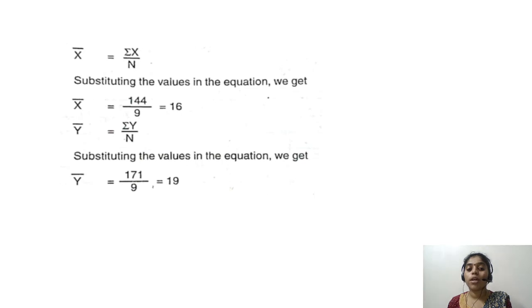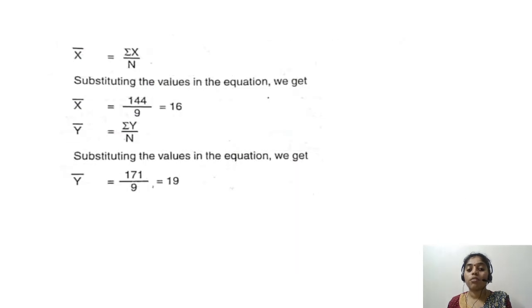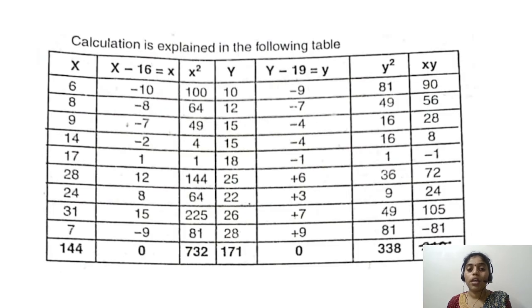Similarly find y bar. Y bar is equal to summation y by n. Here we have the summation y as 171. Let us substitute it. Y bar is equal to 171 by 9, which is equal to 19. So we have x bar is equal to 16 and y bar is equal to 19. Let us calculate small x, small y and x into y. So small x is equal to x minus x bar, which is x minus 16, and small y is equal to y minus y bar, which is y minus 19.